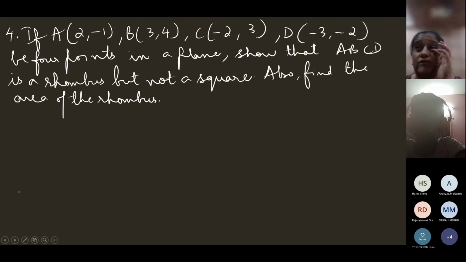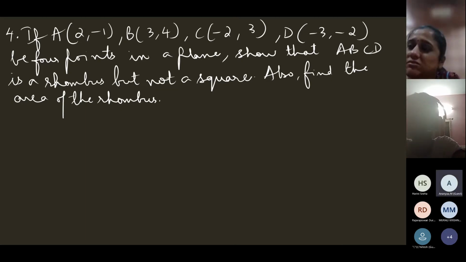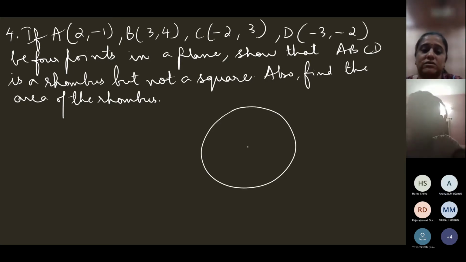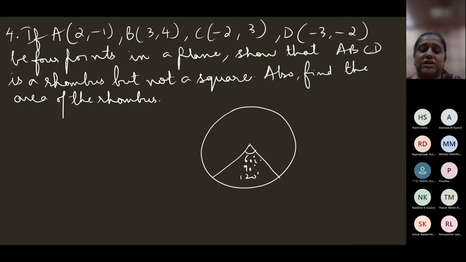So you've learned for sector angle 60, 90 and 120 or only 60 and 90? Sector angle. I think whatever the angle is, we divide it by 360 and into pi r square.